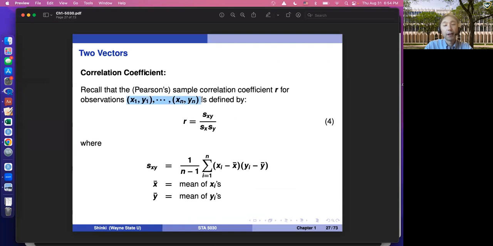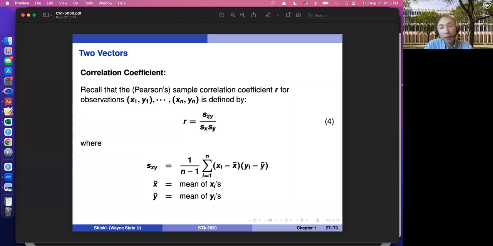Suppose that we have n pairs of observations. Actually, last time in R we had to define vectors first, so a vector of x1 to xn and a vector of y1 to yn. But mathematically speaking, we have n pairs of observations. In the previous example, 5 pairs of observations. x is the midterm 1 score, y is the midterm 2 score. The correlation coefficient is defined by s_xy over s_x times s_y, where s_x is the standard deviation of x and s_y is the standard deviation of y. So we standardize by the scale of x and the scale of y.